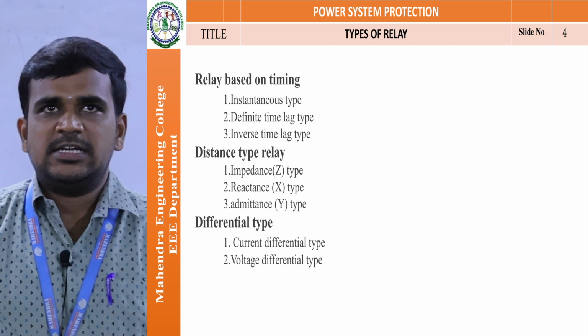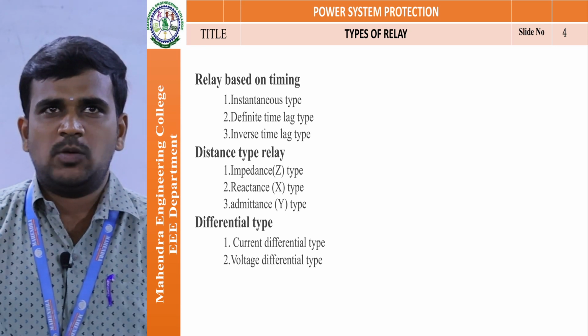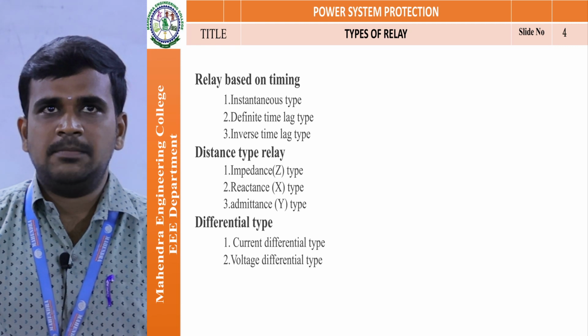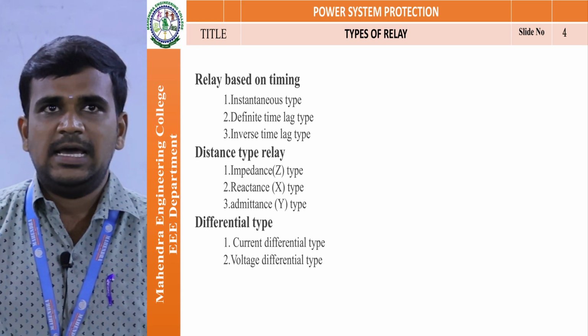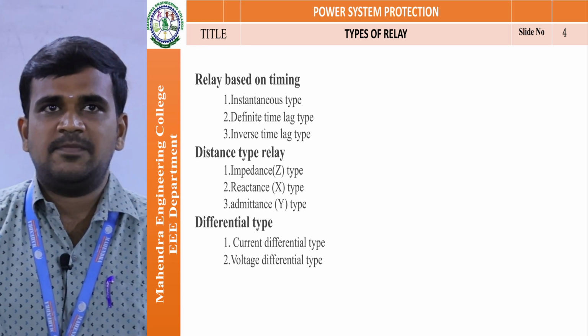The relays based on timing are classified into three types. Number one, instantaneous type, then definite type, then inverse time lag type. Depending upon the distance, the relay is classified into three types. Number one, impedance type, reactance type, and admittance type.